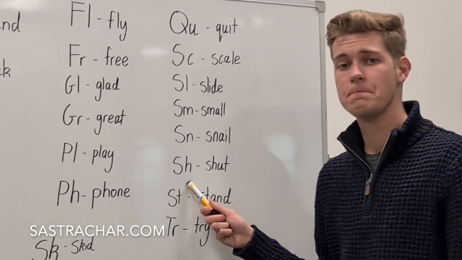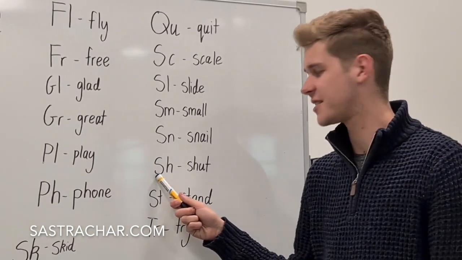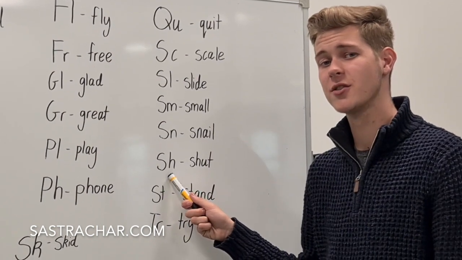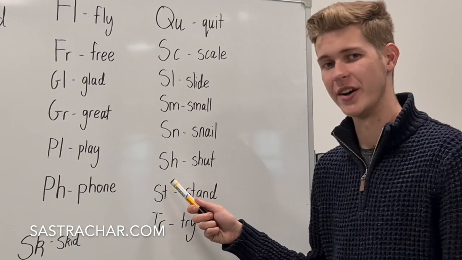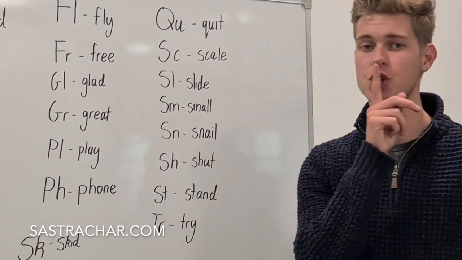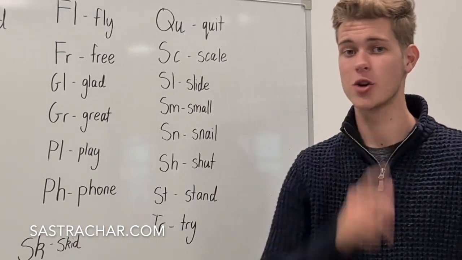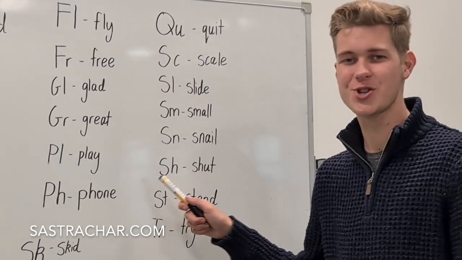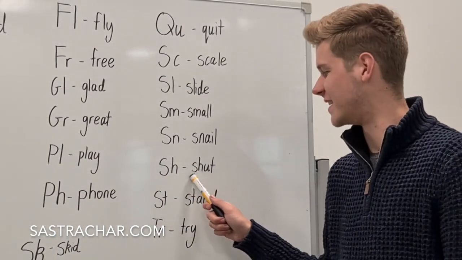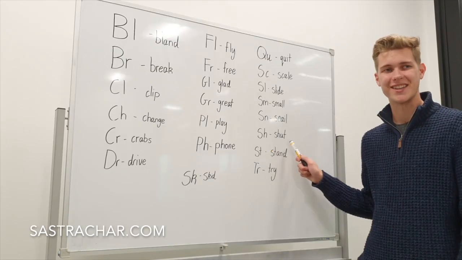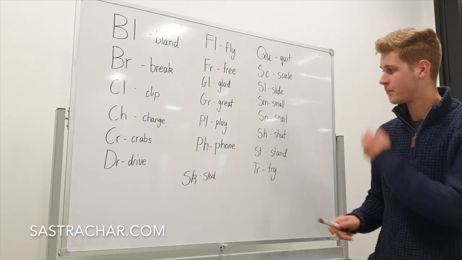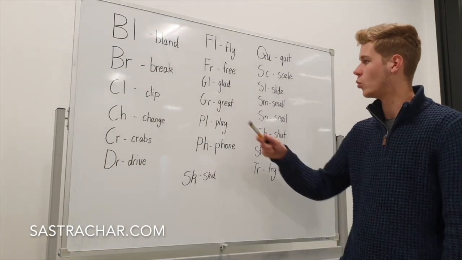This one here, we have an S and an H. And together they make a sh sound. Remember? Shh. Be quiet. Shh. That's the sound it makes. Shh. We've got a word here as an example. Shut. Shut. One more. And we're going to do this one here.